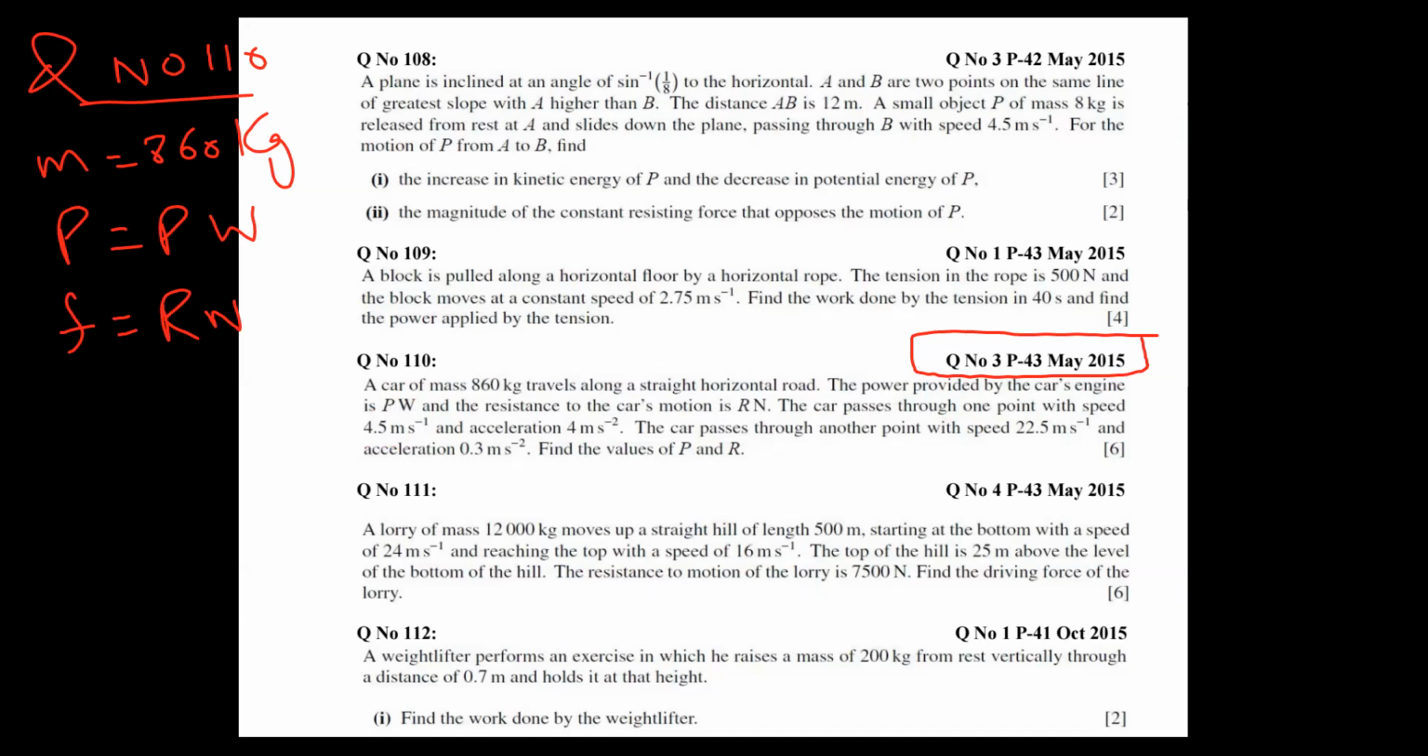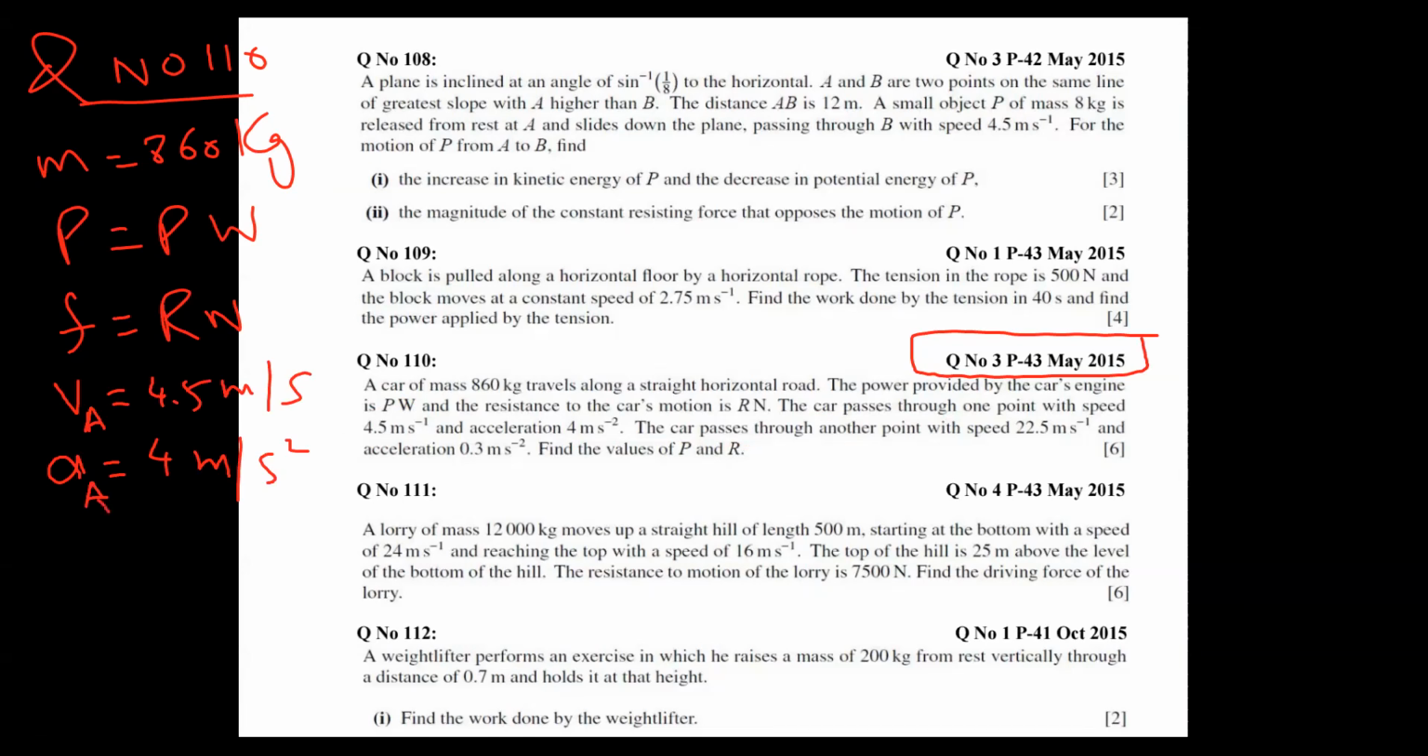So speed is given at any point you can say. The velocity is given here as 4.5 meters per second, and at that moment the acceleration is 4 meters per second squared. Another point: the car passes through another point with a speed of 22.5. Let's call the first point A, so velocity at A and acceleration at A.